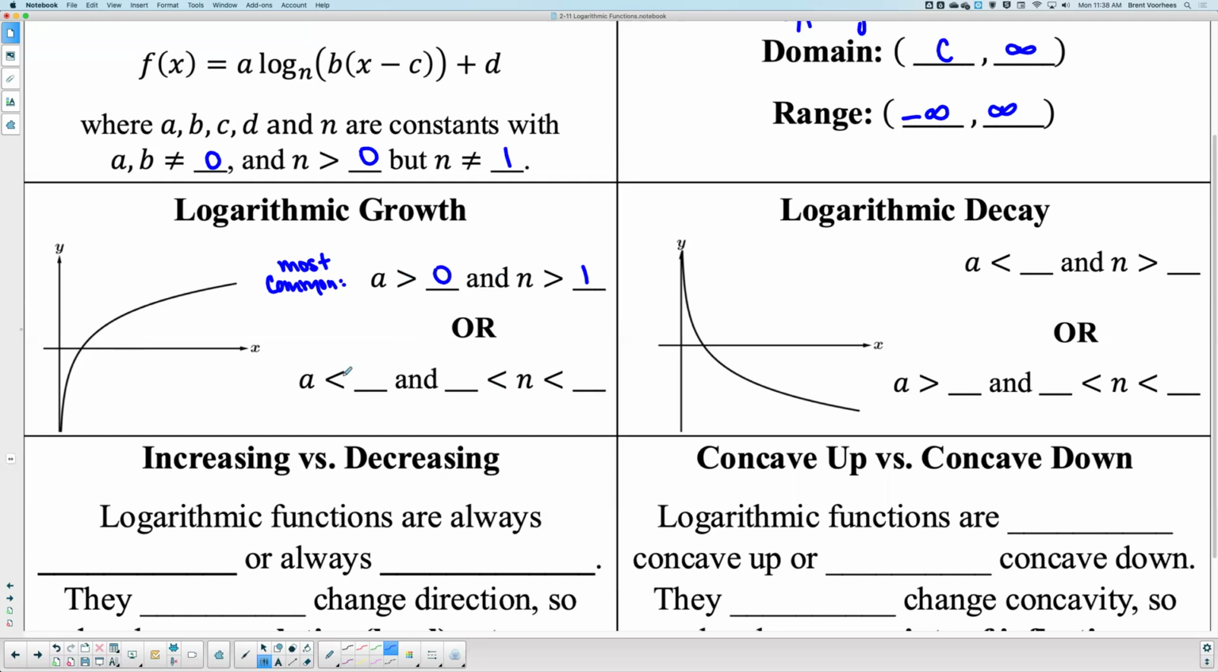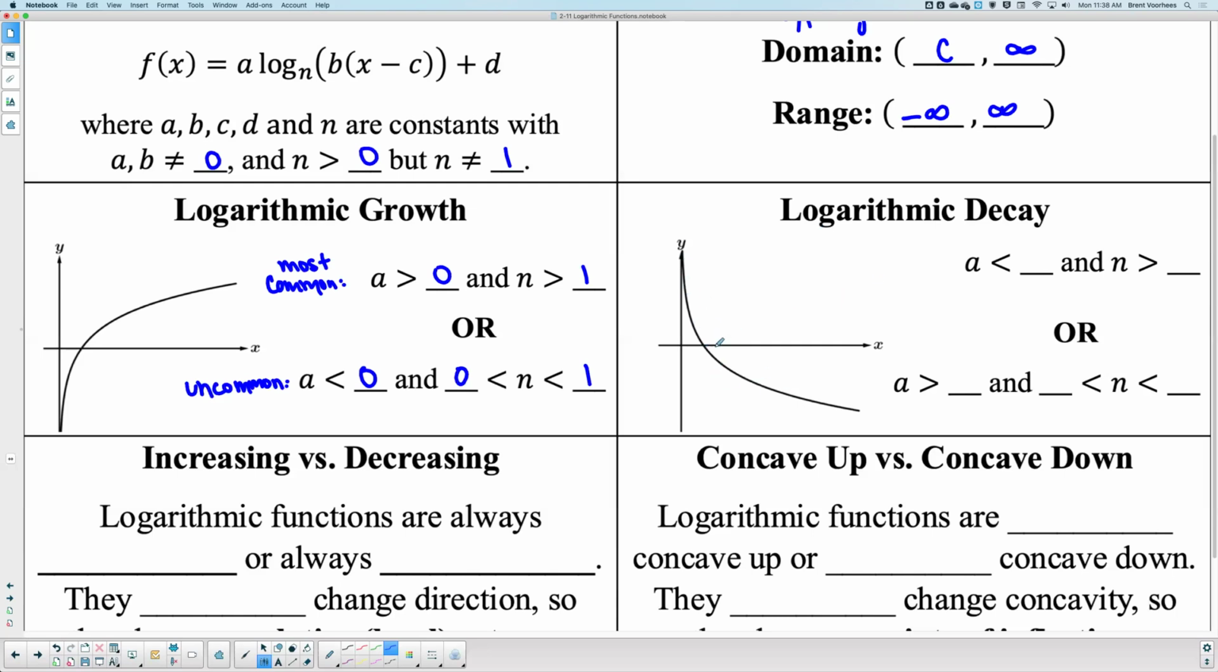One that's less common, but still could exist, is if a is less than 0, meaning a is negative, but the base is in between 0 and 1. This is not that common, so I'll put uncommon here. This is uncommon, but still mathematically it can occur. Those are your 2 ways to have growth. Now, let me just simplify everything for you. If a graph is logarithmic growth, what does that mean is happening to the graph itself? It's doing what? It's growing. It's increasing.